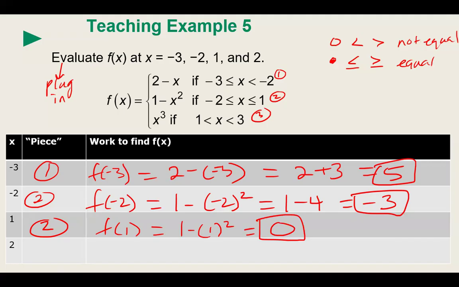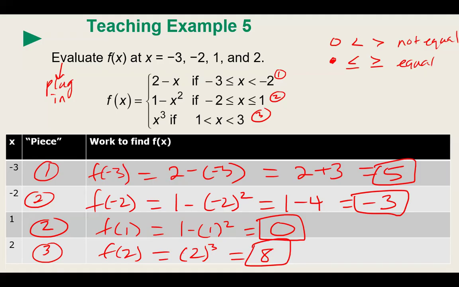Still good? We're catching on? Okay. 2. What piece of the piecewise function is 2? 3. Your lower and upper bounds on the inequality. Okay. So 3, which means I'm using x cubed. So to find f of 2, I'm using 2 to the third. And what is 2 to the third? 8. Perfect. And that's how you evaluate.